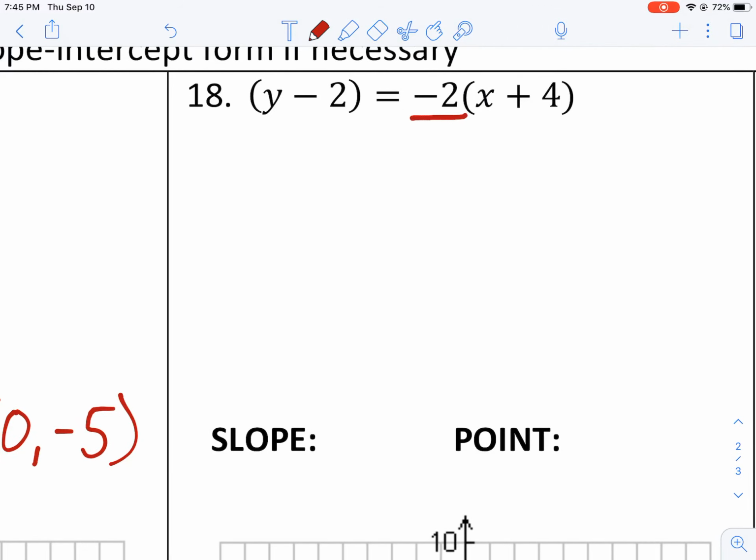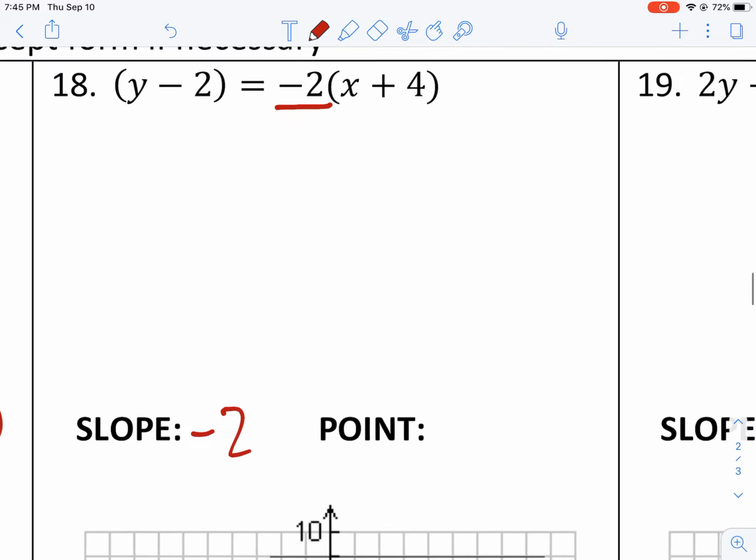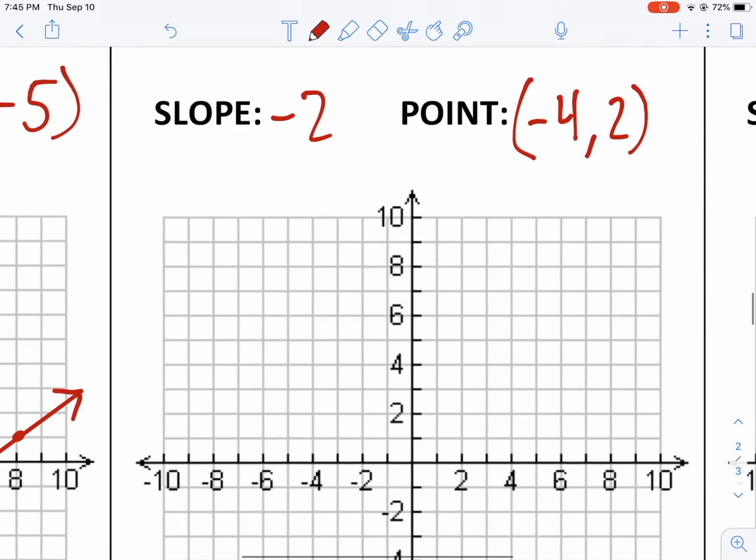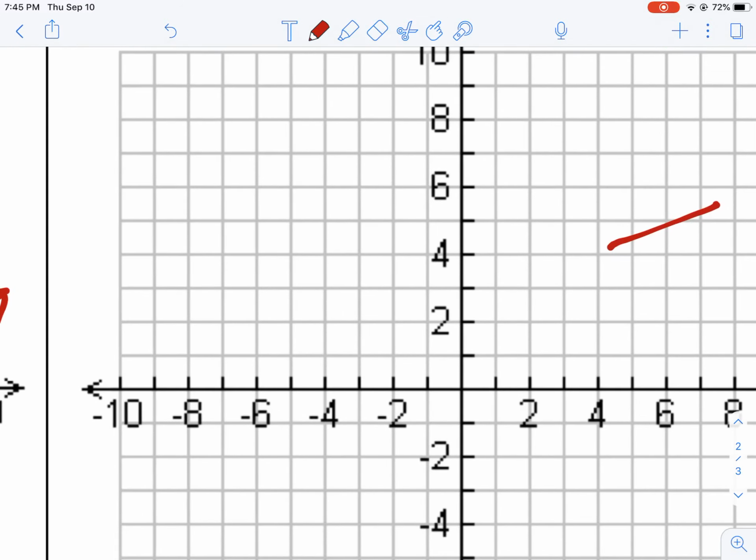In point slope form, remember this number out in front of the parentheses is your slope. That's -2. Our point comes from this value and this value, except remember they're the opposite signs. So this is actually going to be -4, and that's going to be +2. That's our starting point, so we want to put a point at -4 and +2.